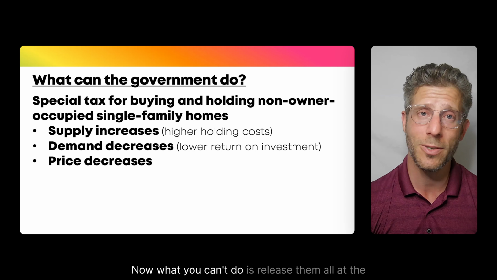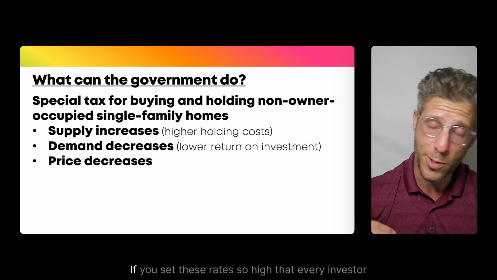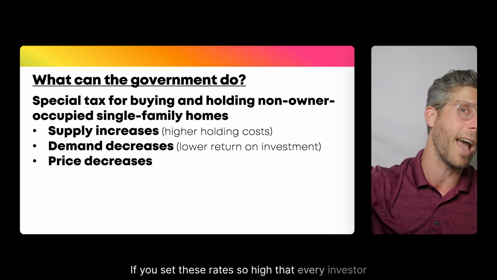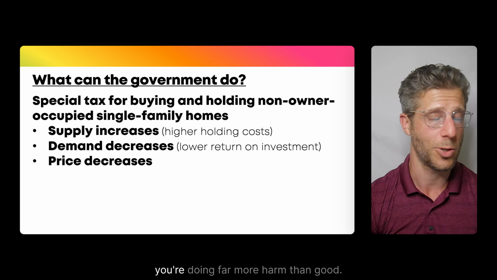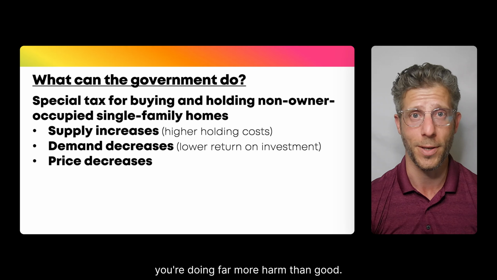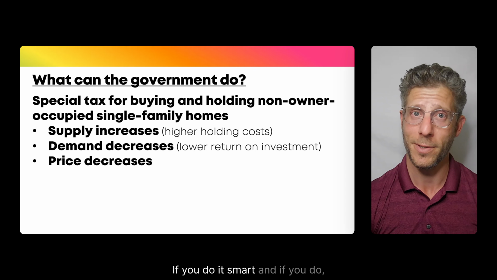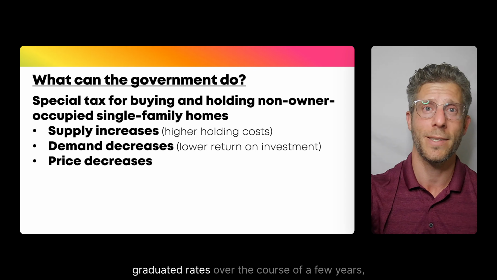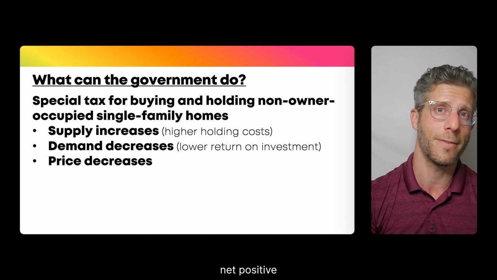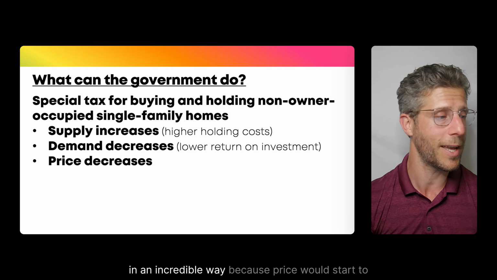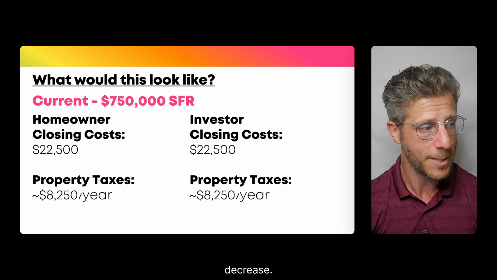Now, what you can't do is release them all at the same time. If you set these rates so high that every investor flees the market simultaneously and the market crashes, you're doing far more harm than good. If you do it smart, and if you do graduated rates over the course of a few years, then this could be a net positive in an incredible way, because prices would start to decrease.